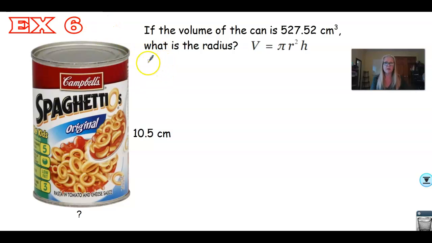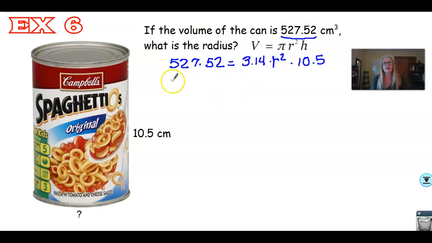Well, it's going to look a little different because I've told you the volume is this right here, okay? So instead of the V, I'm going to write that number, 527.52. That's volume. I still know pi is 3.14. Radius is the thing I don't know, so I'm going to leave that r squared. And I do know the height. The height is 10.5.